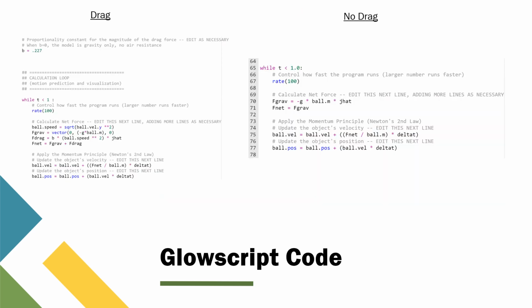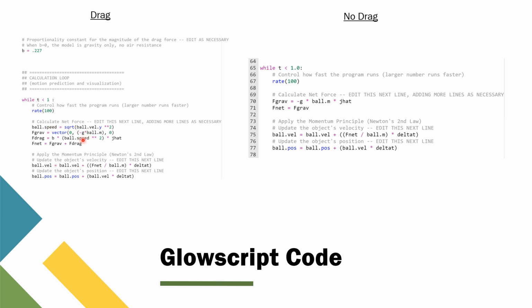All right, and here's the GlowScript code used for the lab. I made two models, one with drag and gravity, and then the other one just gravity with no drag. And we can see here in the one with drag, the proportionality constant for the magnitude of the drag force is calculated out to be 0.277, and then the one with no drag does not use that. It's just 0.